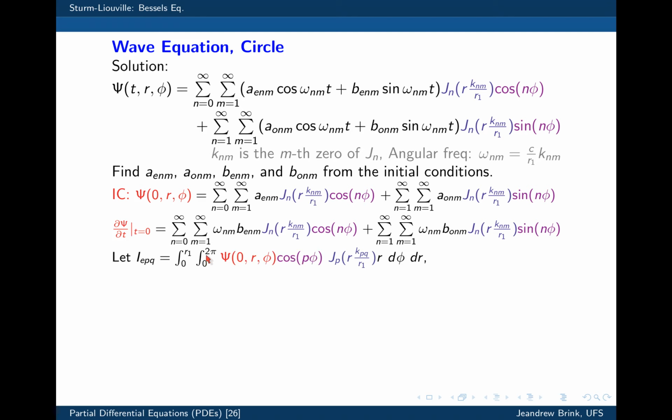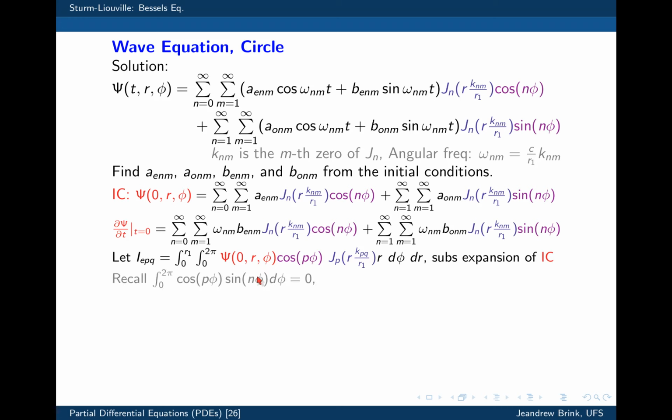And the way we do that is we basically take our initial condition and we multiply it with the basis functions in phi and in r. We add our little area element, which is that r, and then we integrate over the whole volume. And let's examine what this gives us if we substitute the initial condition in for psi. So we're simply going to put the series in there.